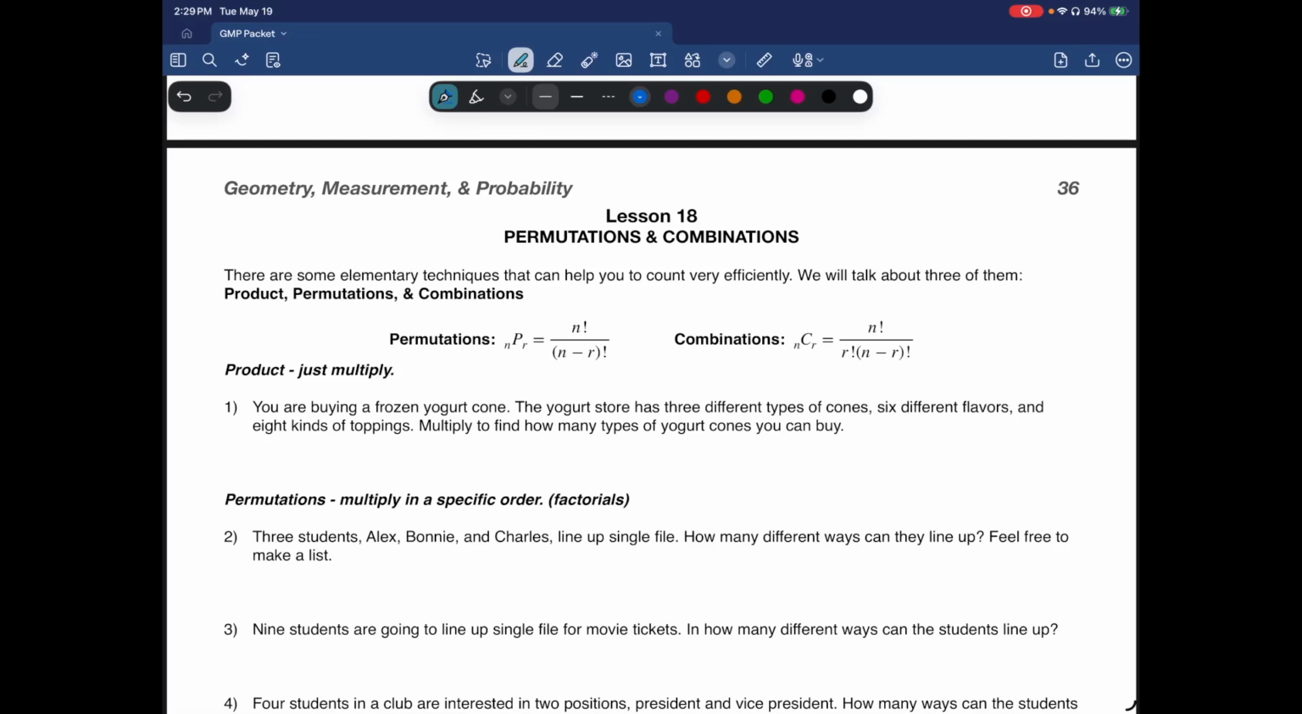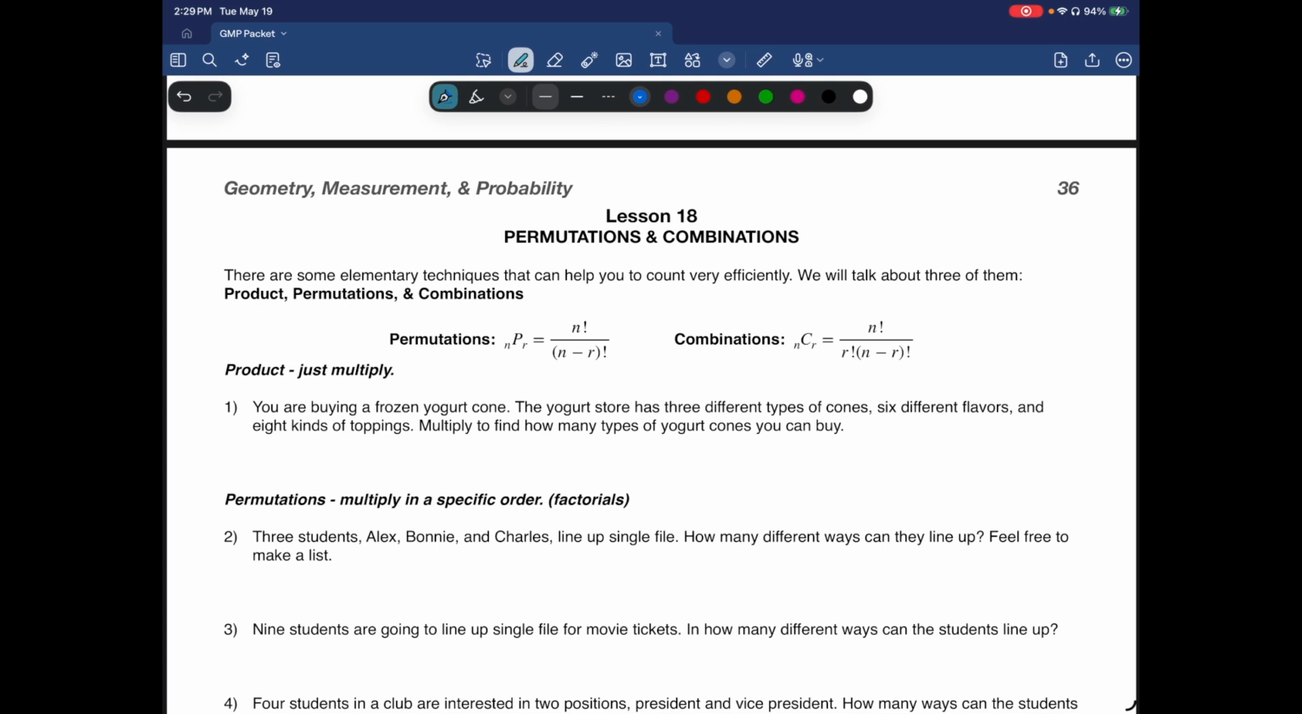All right, guys, lesson 18, permutations and combinations. If you've ever wondered how Sonic has so many drink combinations that they list on their menus, this is how we do it. How many different drinks are there? How many different candies? How many different flavors? And so on and so forth. And you just multiply them all together. That's how you get your number.